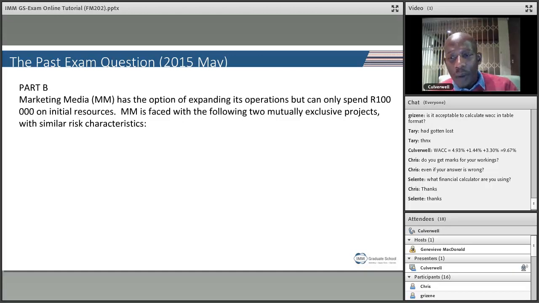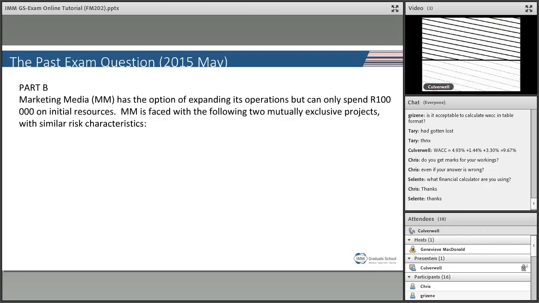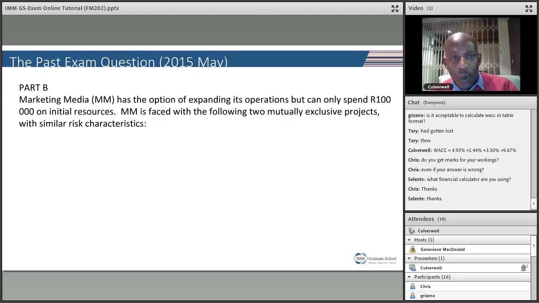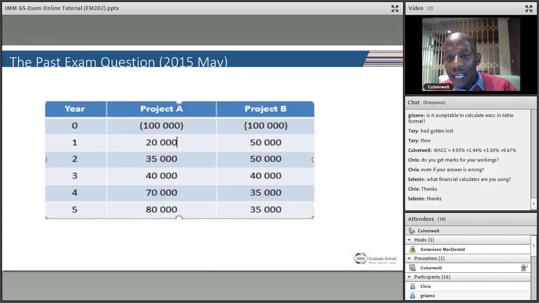I'll read the scenario one more time. Marketing Media, denoted by MM, has the option of expanding its operations, but can only spend 100,000 on initial resources, meaning they are limited to 100,000. MM is faced with the following two mutually exclusive projects. They need to pick one of the two. They can't pick both of them. And they've got similar risk profiles. And here are the projects, project A, project B.